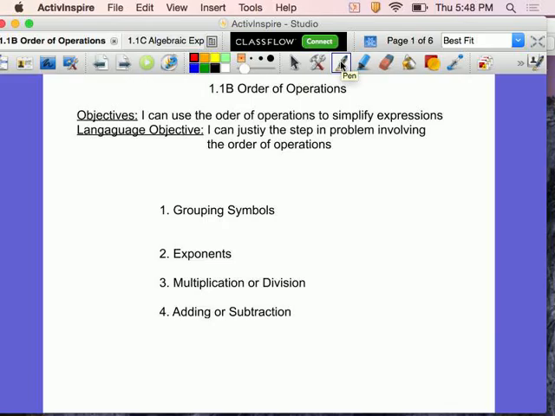In 6th grade, we really studied why they are in the order they are in. You always start with grouping symbols because you have to know how many items are in a group before you can evaluate an exponent or before you can multiply a number by it. You can't multiply a number by a group without knowing what it is, or add something to a group without knowing what it is. So you have to start by figuring out what's in your group before you can apply any of these operations on your group.